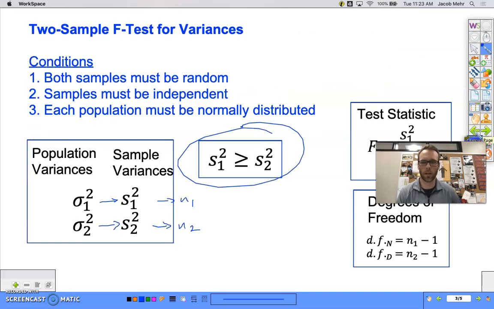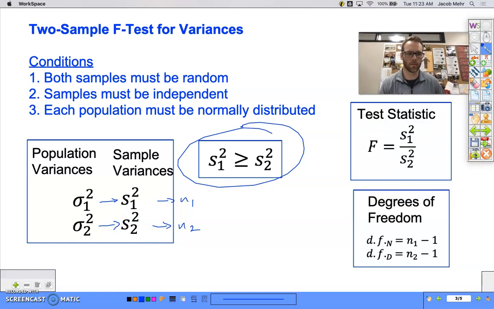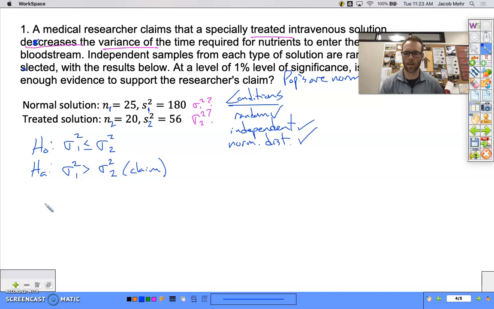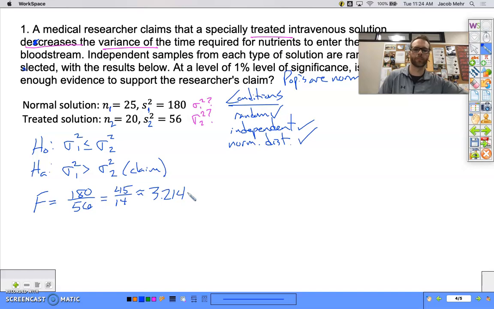Well, we need a test statistic. So let's find our test statistic, which is going to be S1 squared over S2 squared. So that's 180 over 56, which, let's see here, does that reduce to 45 over 14, which is about 3.214. Okay, so we have our test statistic.